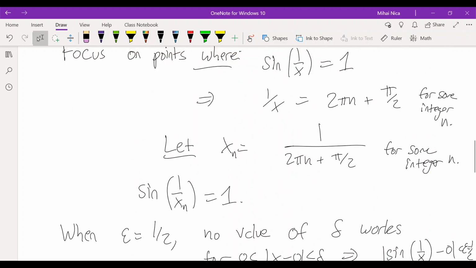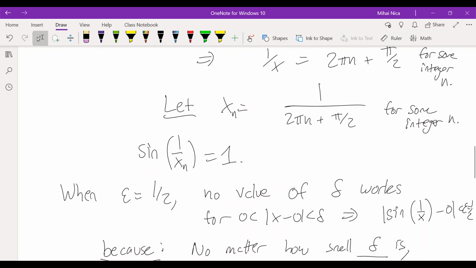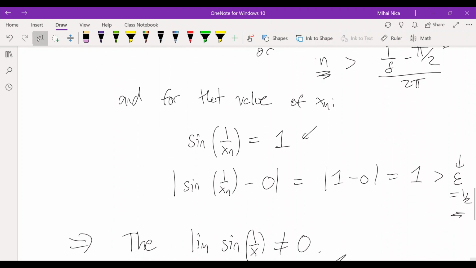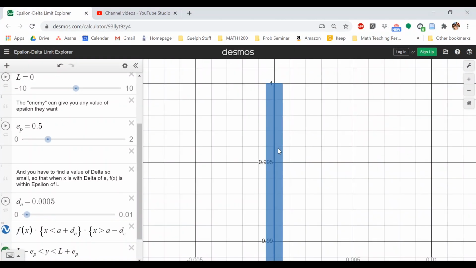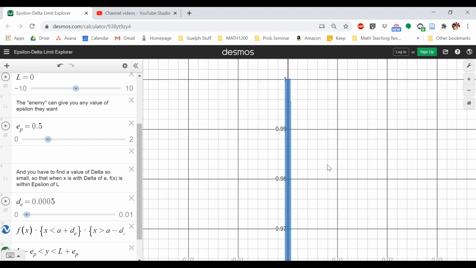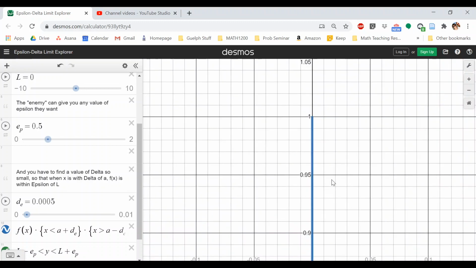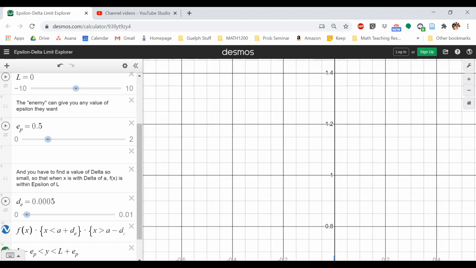It's kind of abstract, right? So epsilon equals a half is concrete, but then I have to show something happens no matter how small delta is, and that was what I used these funny xn's up here to prove. Okay, so yeah, that was a hard problem. I think that's a very hard problem, especially for your first day of seeing epsilon delta.